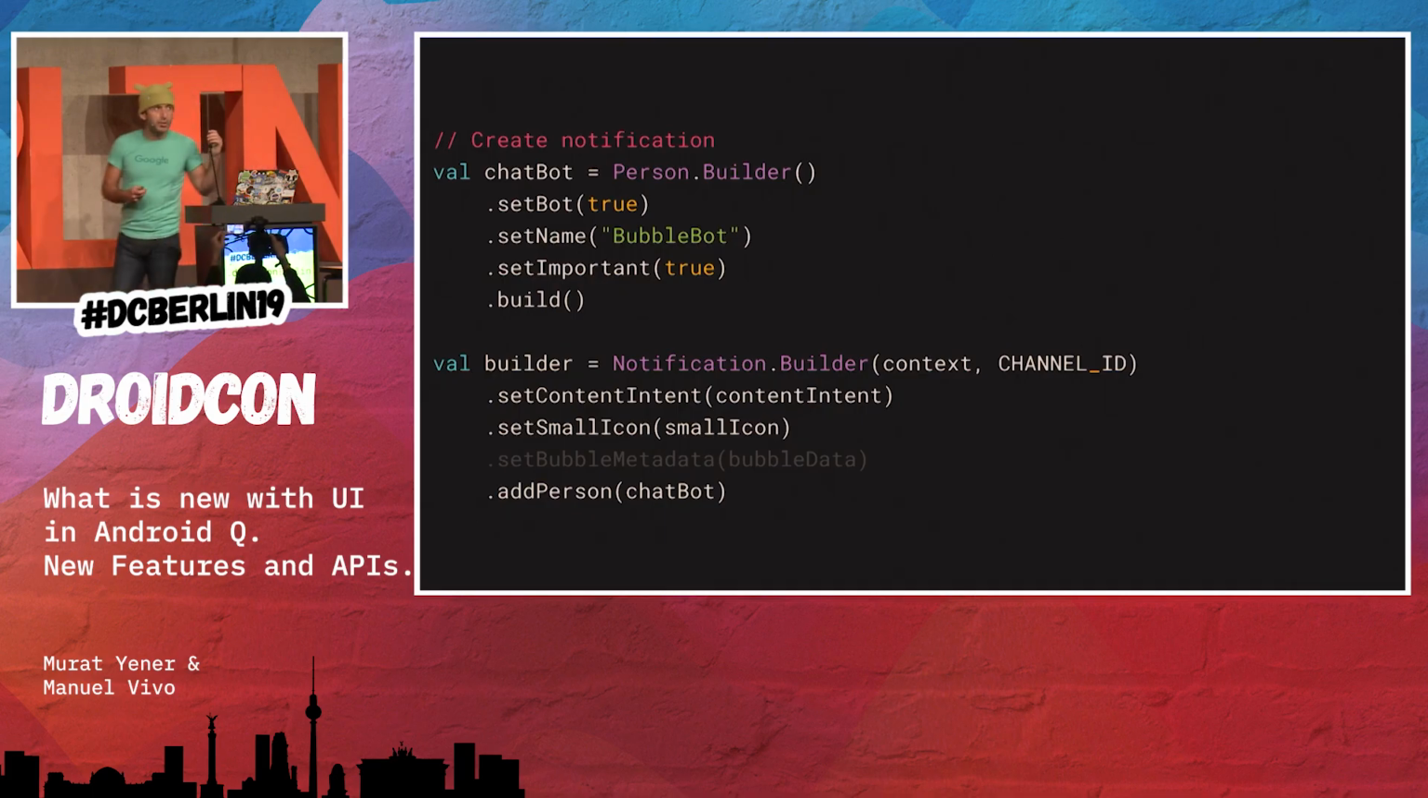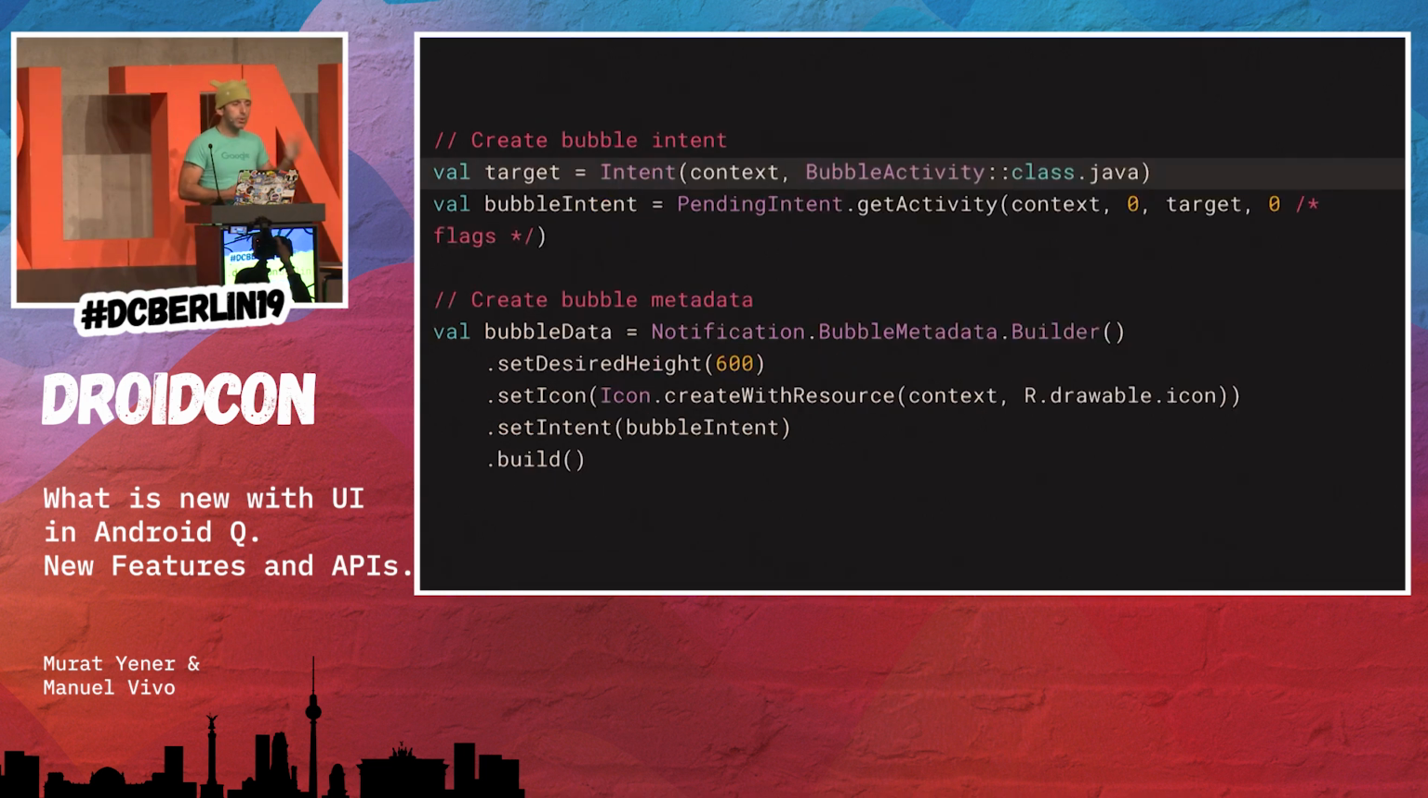This slide actually doesn't have anything to do with bubbles. There's only one line, which I grayed out. I'm just showing you a simple notification code and what is going to change, which I'll come to later. But first, let's see what we do to create the bubble. First, we already have the bubble activity in the manifest. So we create an intent with our activity.